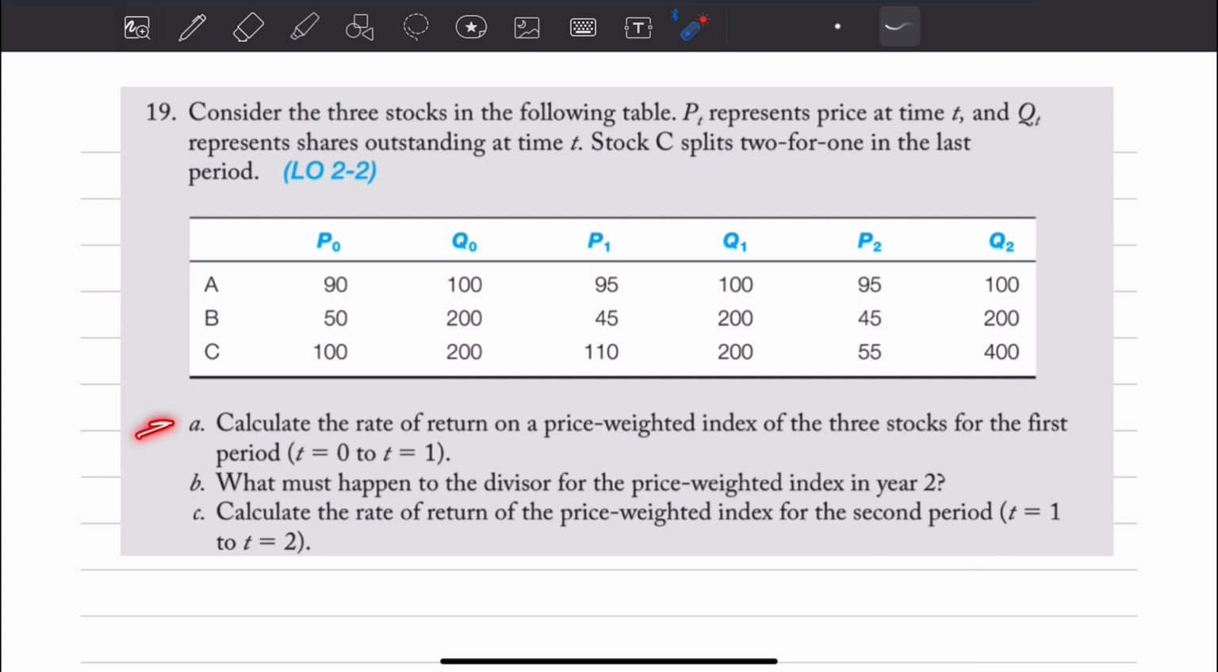What's required? A, calculate the rate of return on a price-weighted index. This is really important because remember we discussed three methodologies to calculate the weight of an index or the total value of an index, and here they are specifically asking for us to calculate the rate of return on a price-weighted index of the three stocks for the first period, between time 0 and time 1. Okay, so here what do we need to do? We need to calculate the value of the index at time 0 and the value of the index at time 1, and then calculate the rate of return based on that.